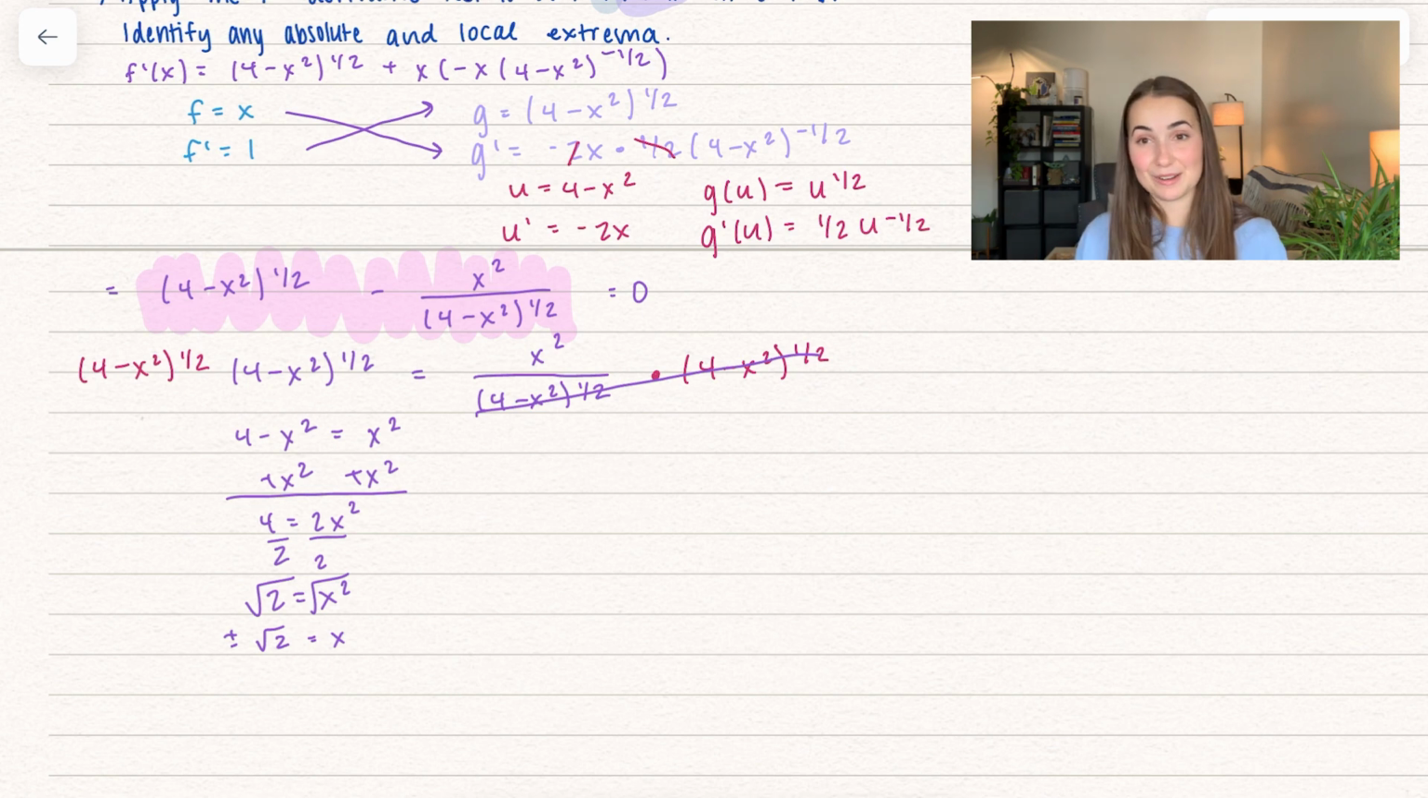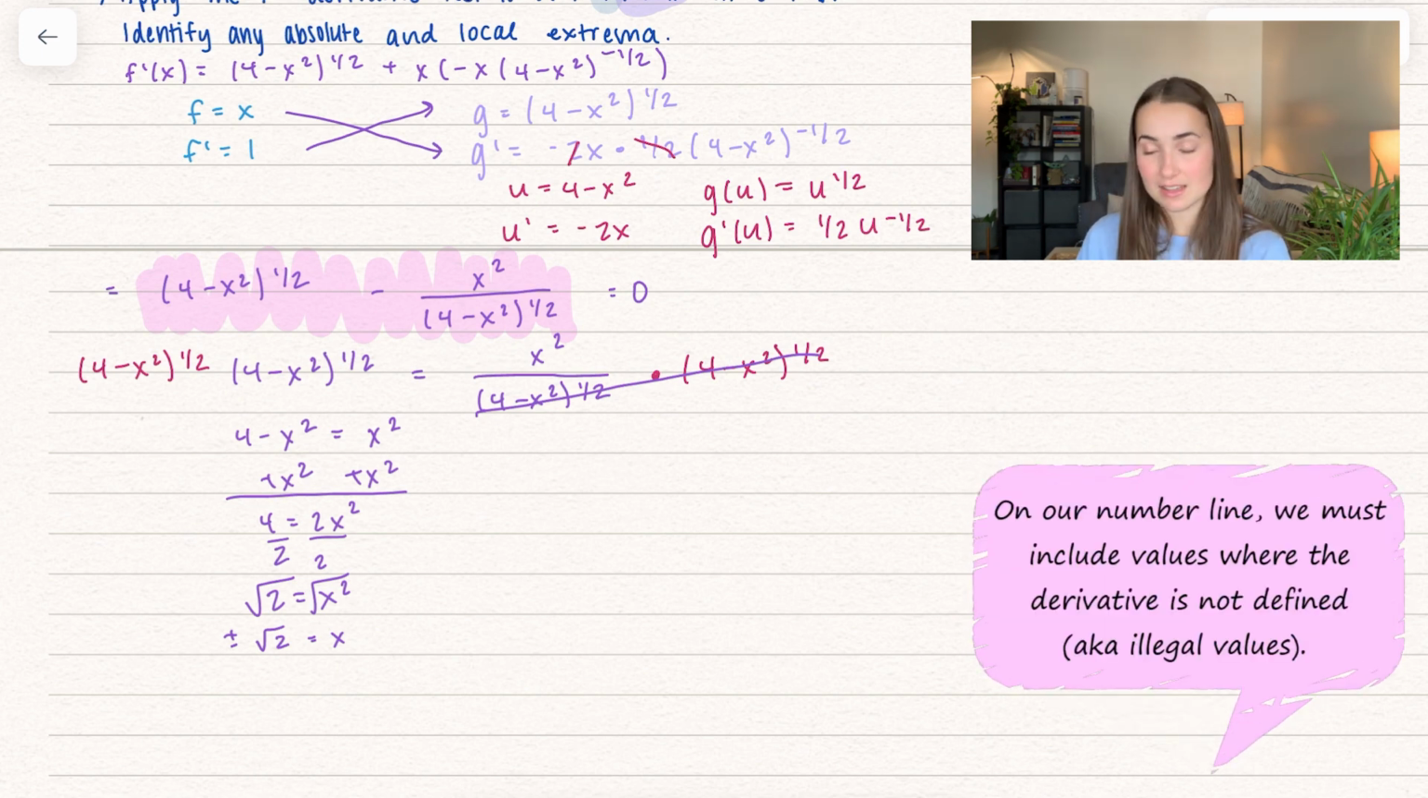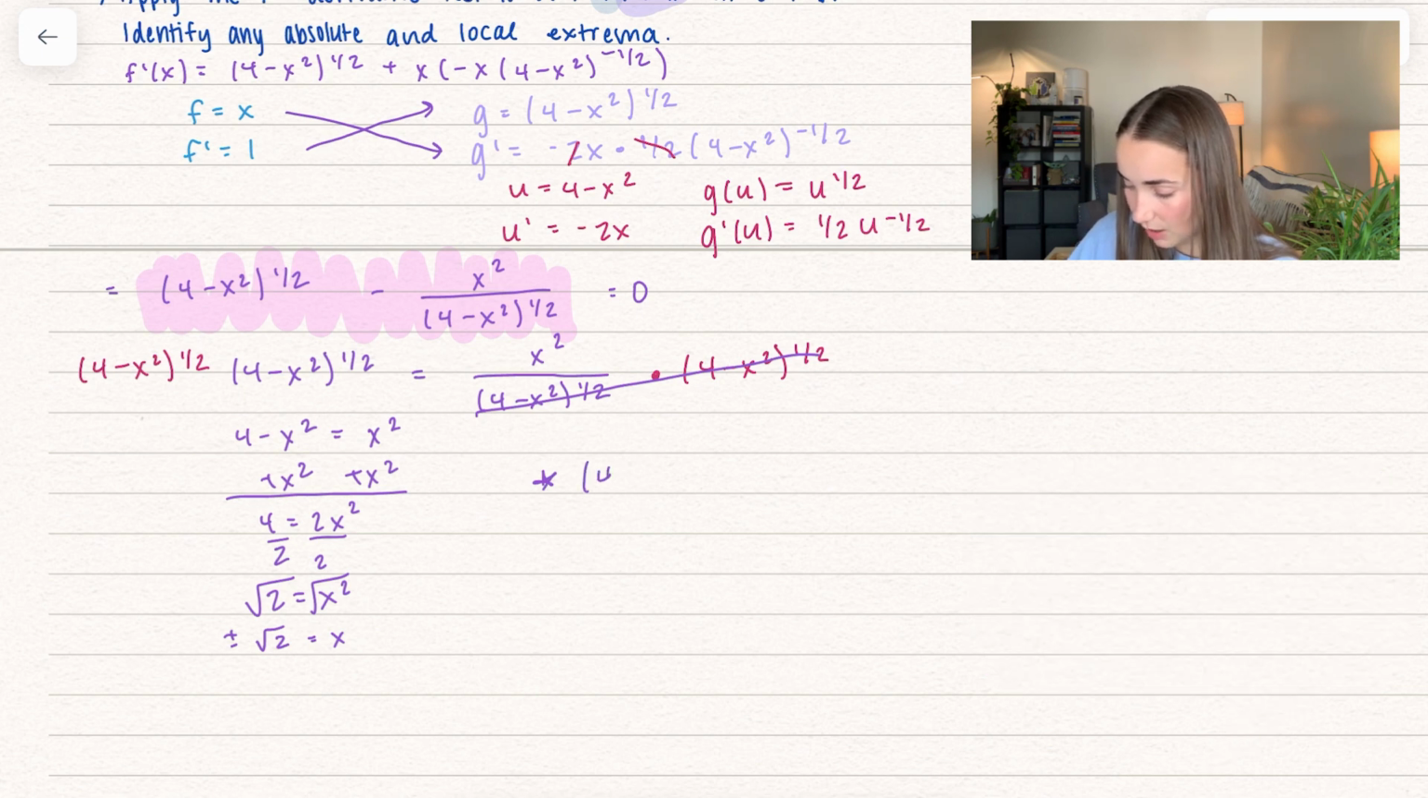Okay, and now we have our critical values. So we have x is equal to plus or minus the square root of 2. Be careful before we make our number line, we always have to pay attention to illegal values. So in this case, we cannot divide by 0, right? Which means that the denominator in our derivative, so one of our denominators is this right here, cannot be equal to 0. So notice here, when does this function equal 0? That's going to be when x is equal to plus or minus 2.